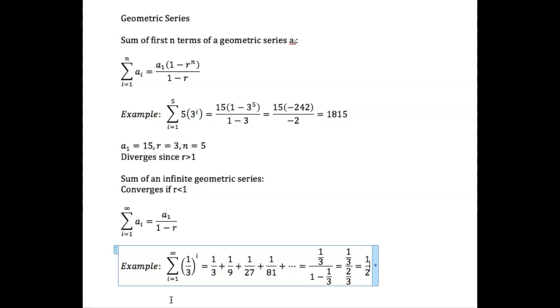This says if I add up 1/3 plus 1/9 plus 1/27 plus 1 over 81 plus all of the other terms, all of them, there's infinitely many of them, never ending. If I add them all up, I will get a definite total of 1/2, and that happens anytime the common ratio in a geometric series is less than 1.